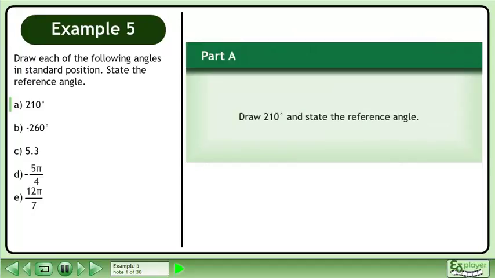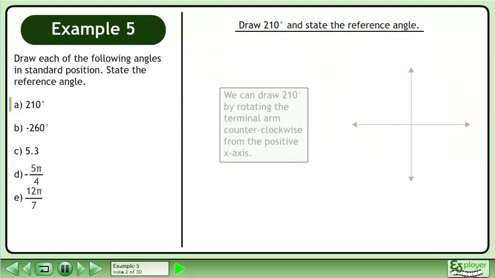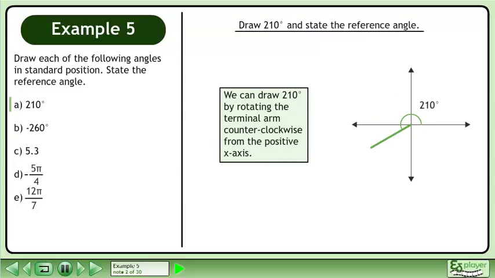Draw each of the following angles in standard position. State the reference angle. In part A, we'll draw 210 degrees and state its reference angle. We can draw 210 degrees by rotating the terminal arm counterclockwise from the positive x-axis.